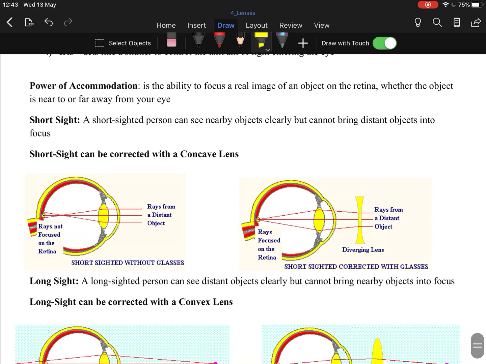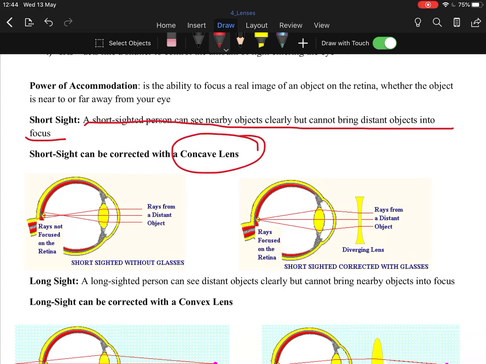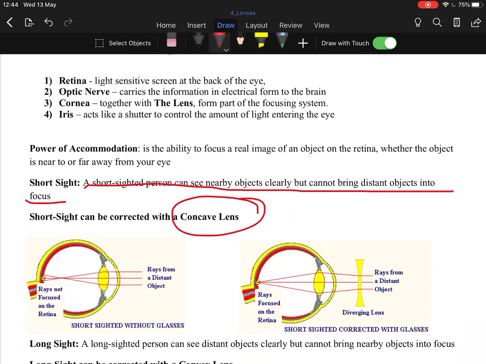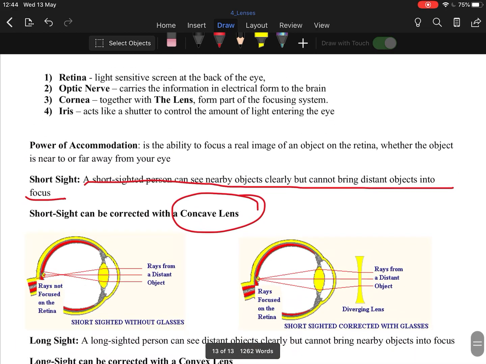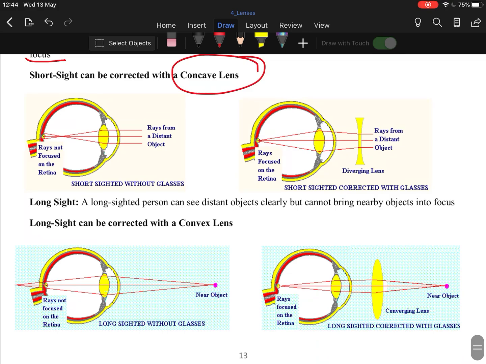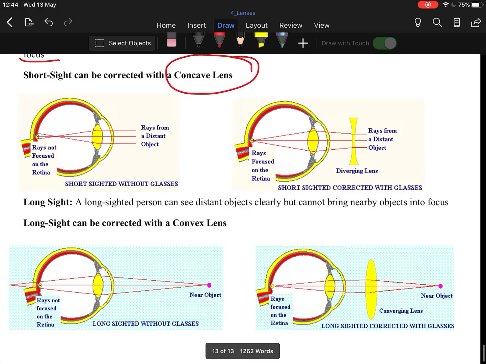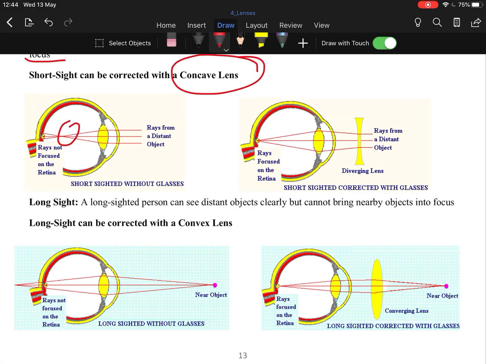The eye has what's called the power of accommodation, the ability to focus a real image of an object on the retina, whether the object is near or far away. If you are short-sighted, you need to know this. Short-sighted, you can see near objects but can't bring distant objects into focus. We need a concave lens. The reason is that the image is forming inside the retina. So you wear this lens and it spreads the light out.